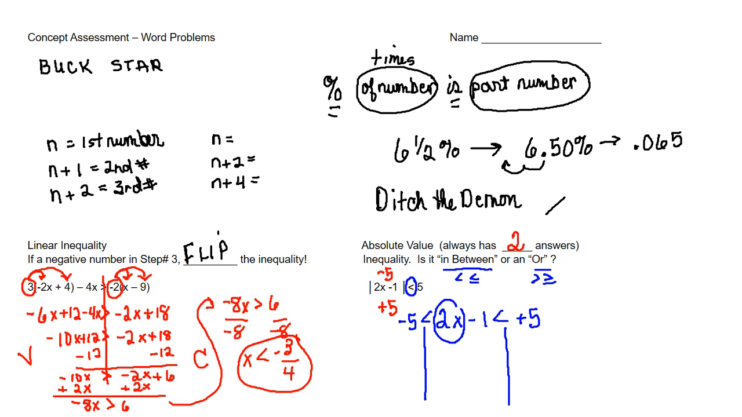Okay, we have to get the x by itself. We have to get rid of all addition and subtraction before we can start multiplying. It has a 1 being taken away from it, so we're going to add a 1, which means I have to add a 1 on both sides of the fence. And we get a negative 4 less than the 2x less than positive 6. No more addition, no more subtraction, so we're going to divide everybody by the 2.